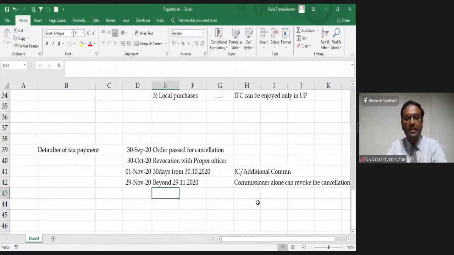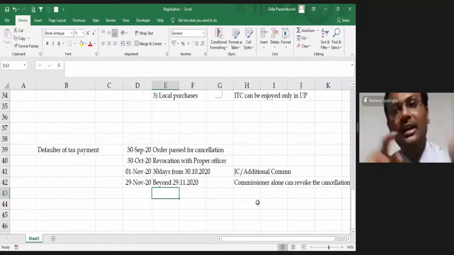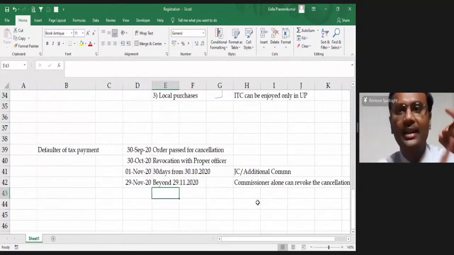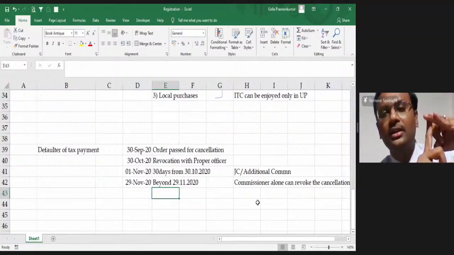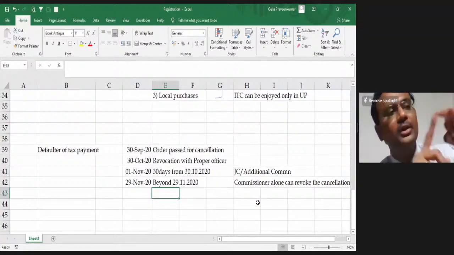Please keep in mind, whenever we are talking about revocation, normally 30 days is given. Sir, I haven't done anything in 30 days. Proper officer cannot do anything. For a further 30 days, a joint commissioner or additional commissioner can do a revocation. Sir, order is passed, 30 days gone, I haven't paid taxes. 30 days further is gone, joint commissioner or additional commissioner cannot do anything.